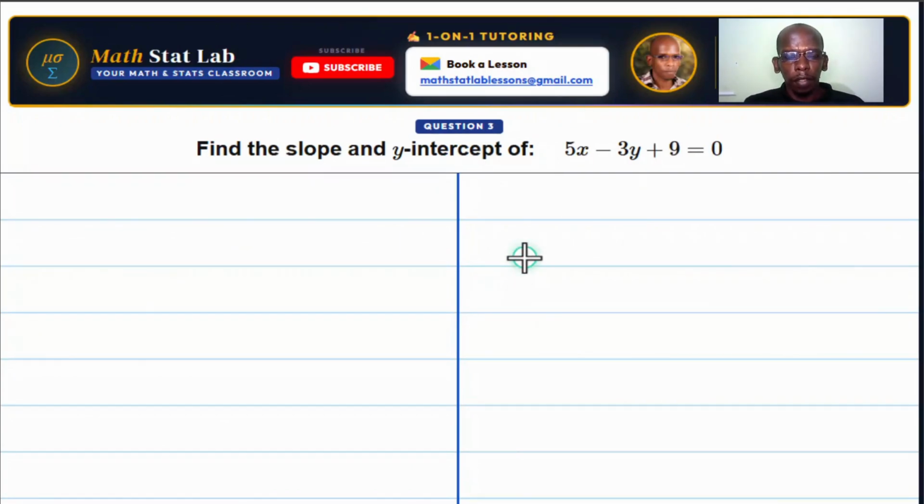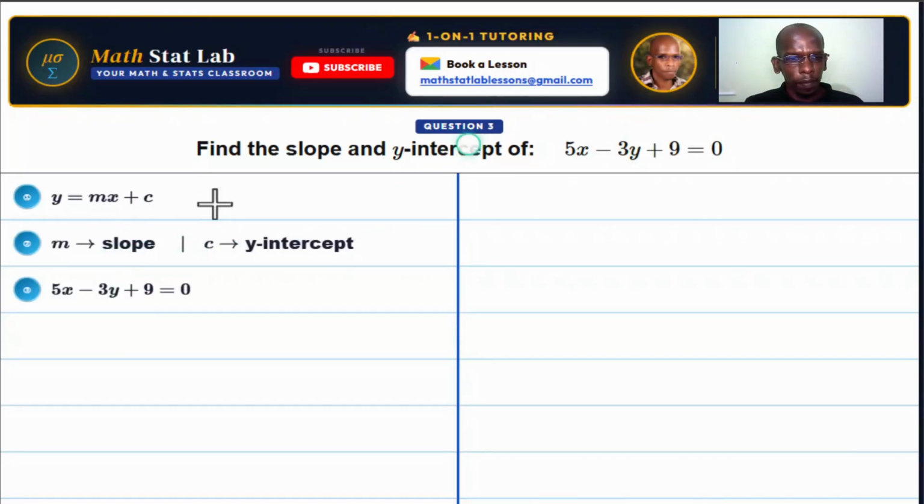How about if we are given a question like this, which says, find the slope and the y-intercept of 5x minus 3y plus 9 is equal to 0. So the first thing, of course, we know the standard equation of any straight line is given by y is equal to mx plus c. So we need from this equation here to move everything from this left side to the right side, and on the left side we are only left with the negative 3y.